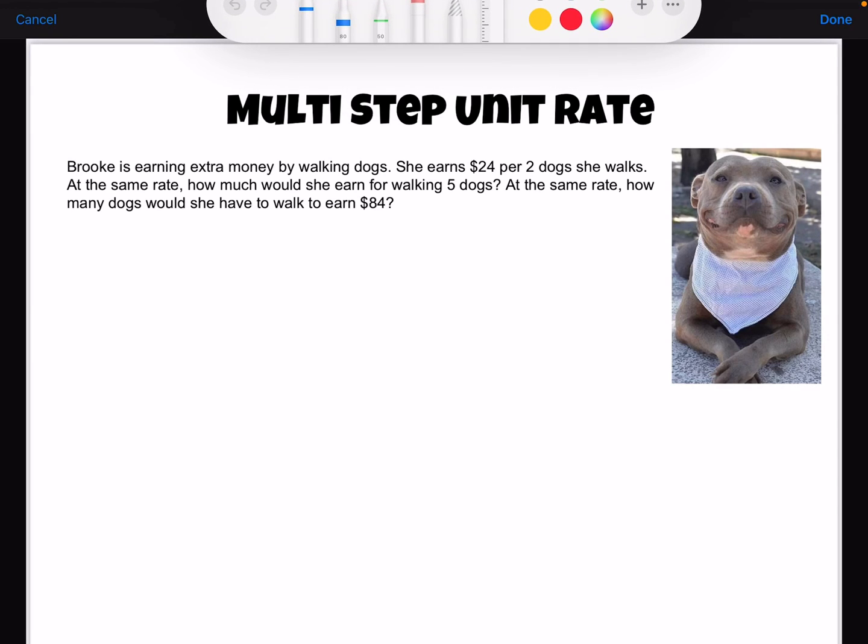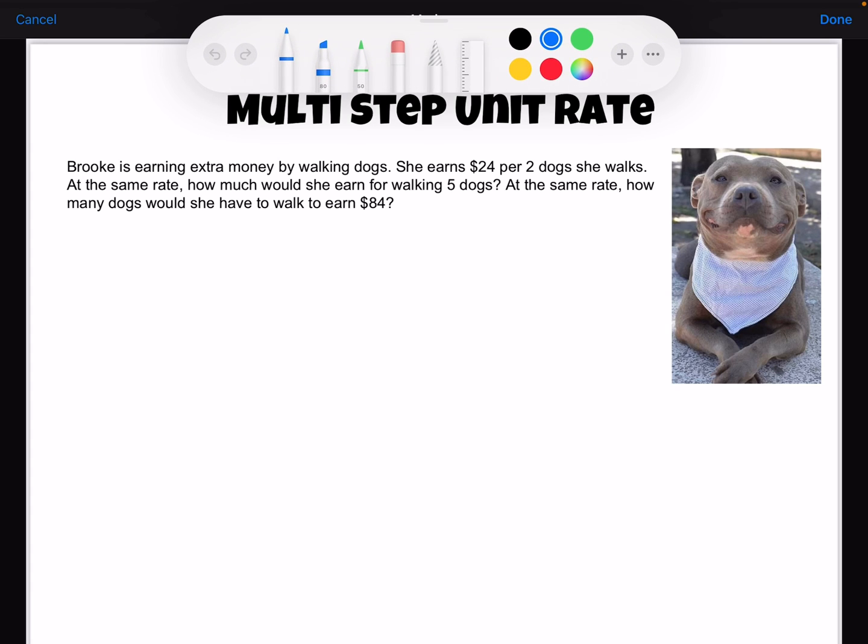Hey everybody! In this video we are looking at a multi-step unit rate. Unit rate, remember, means that we're looking at a rate or a ratio that compares 1. And we're going to be using that in our problem here.